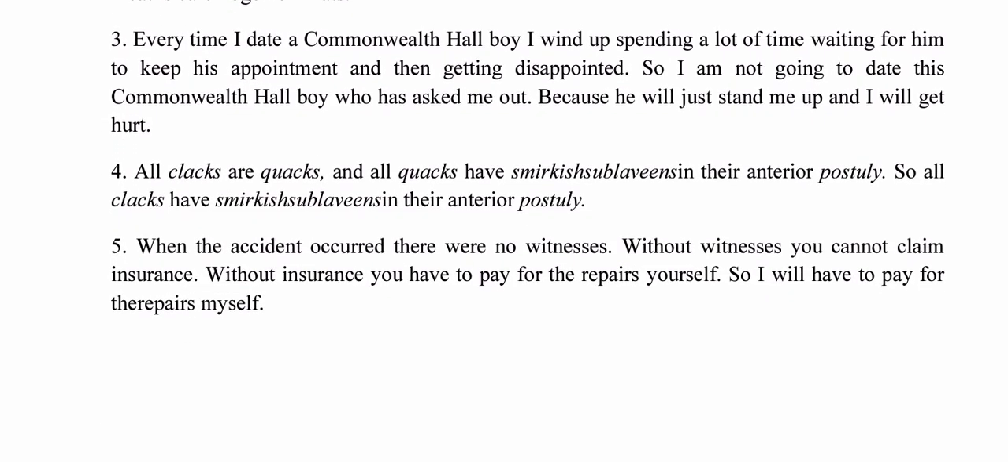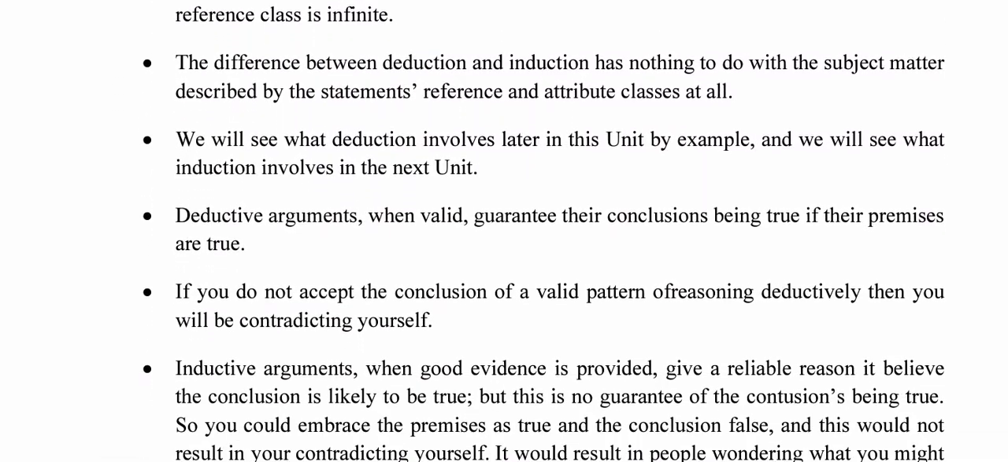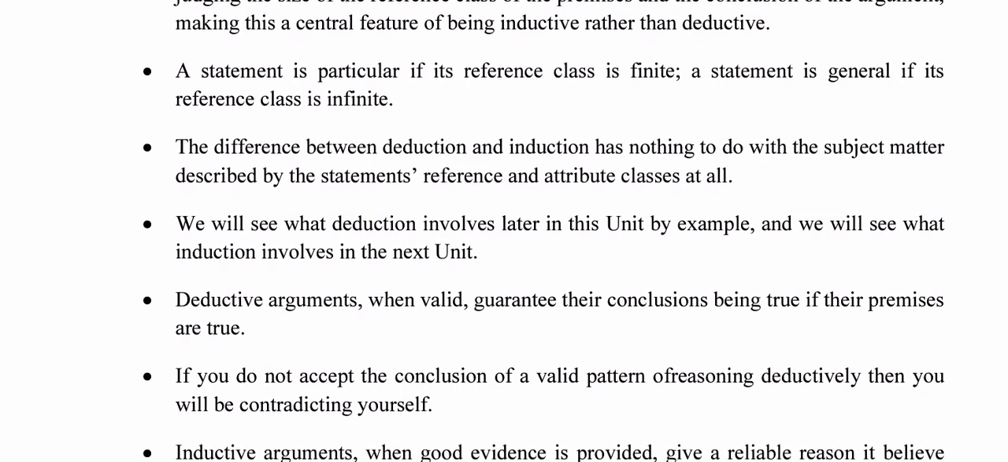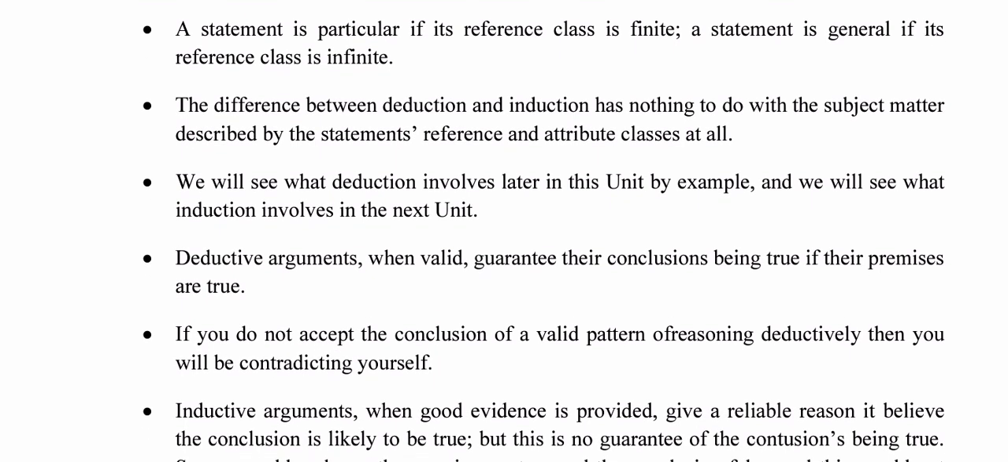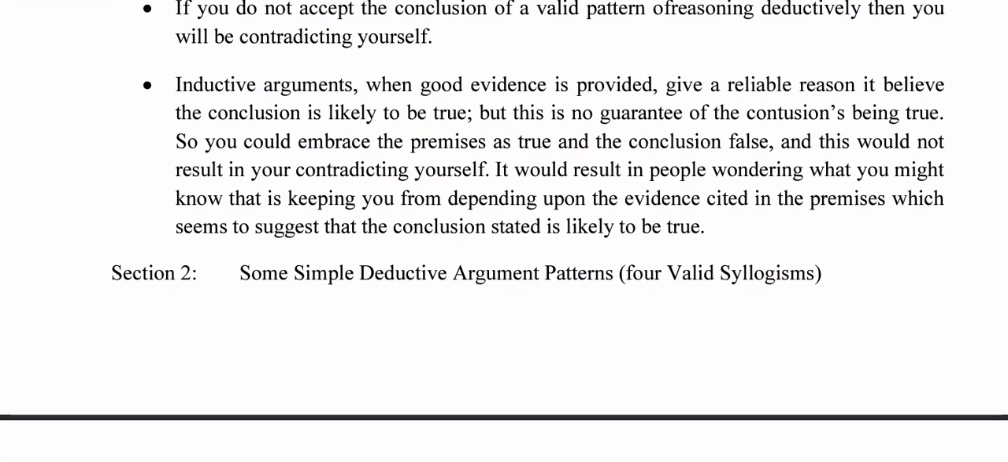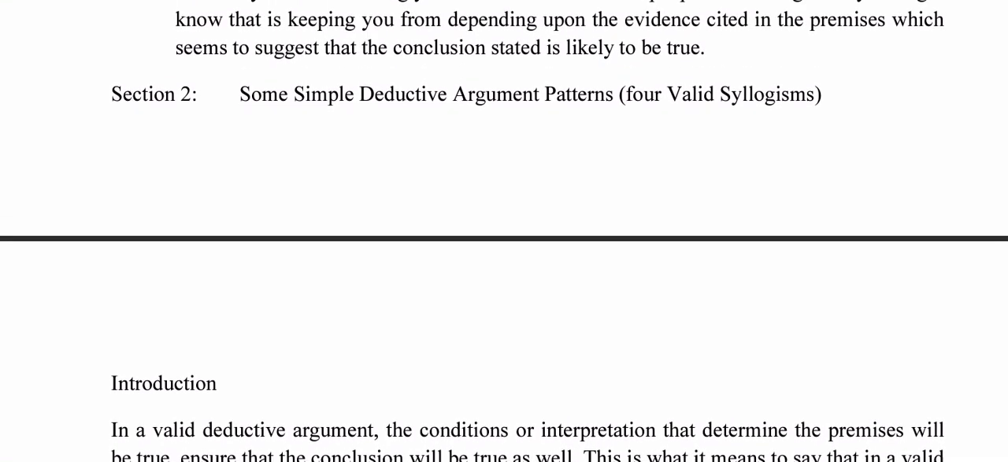You're okay with this? All these examples relate to what we've done. Summary of section. Let's go through the summary. I think 1 or 2. Deductive arguments, when valid, guarantee their conclusions being true if their premises are true. If you do not accept the conclusion of a valid pattern of reasoning deductively, then you'll be contradicting yourself. You're okay with all that? Now, section 2. Some simple deductive arguments.